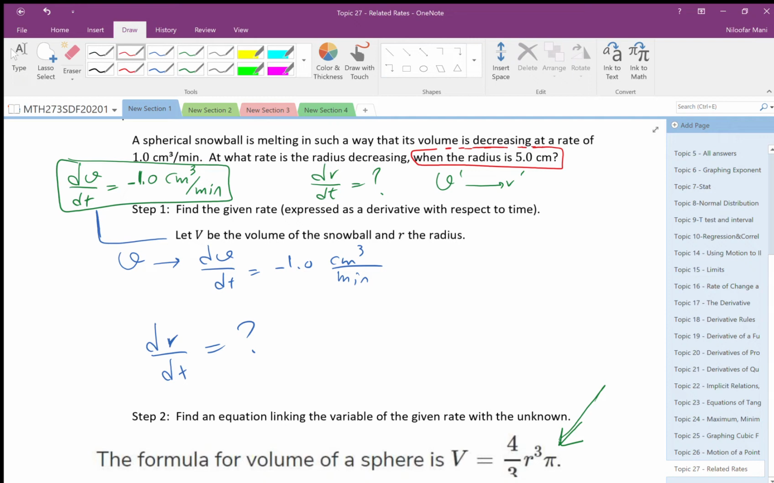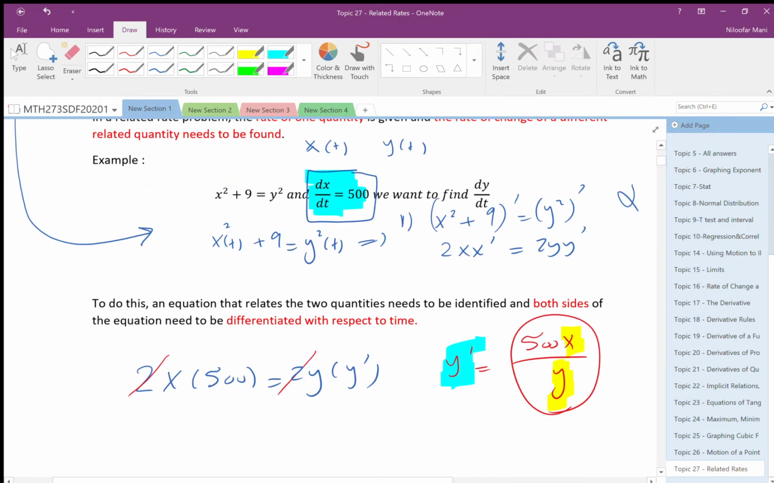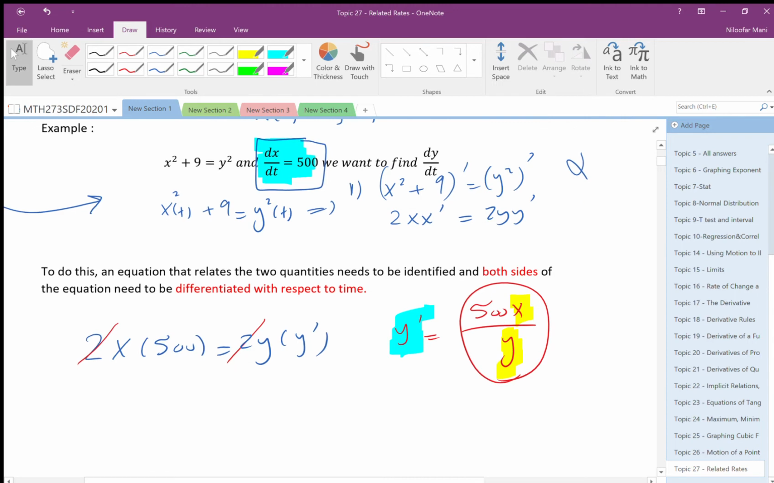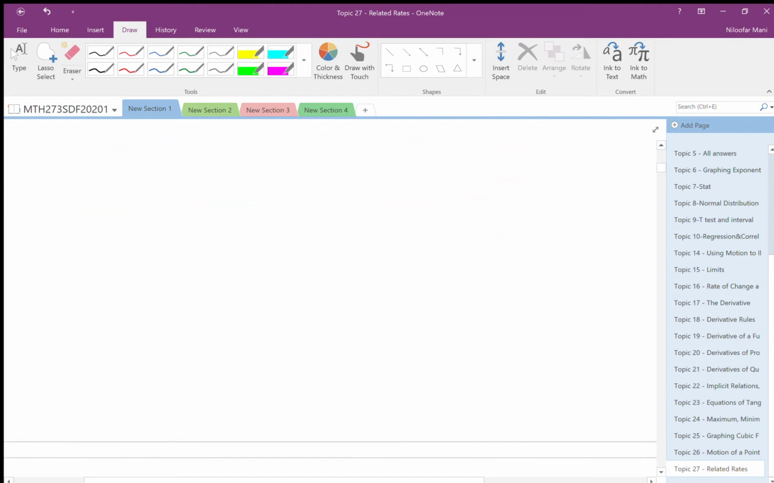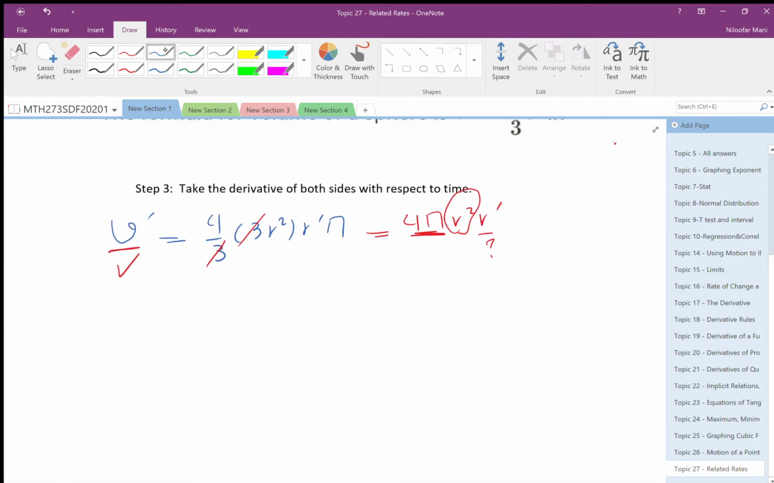It says when the radius is 5 centimeter, means at that time. So I have rate of change for volume, and I want to know rate of change for radius. But at what time? At the time that radius is 5 centimeter, at that time. And I don't know what is the time, okay? So here, I need more information. Look at this. I told you I need to know x, I need to know y. So here I need to know r. Perfect.